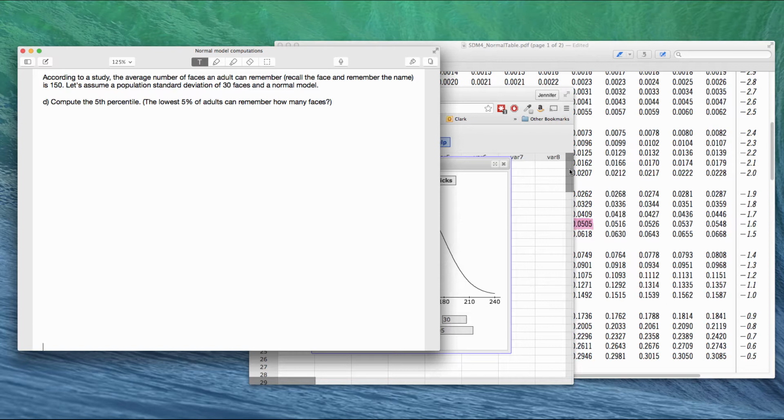We need to know how many faces. That is our question. So it's not finding a probability like the last few examples. Now we need to know the faces that cut off that lower 5%.